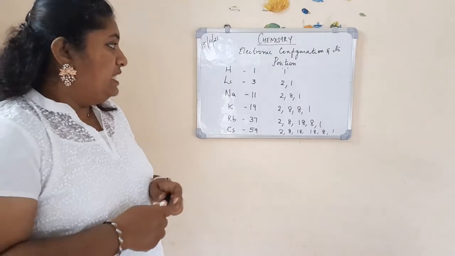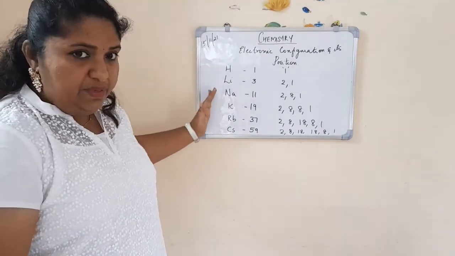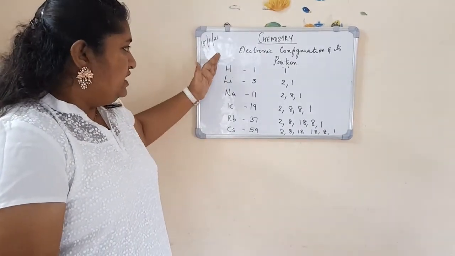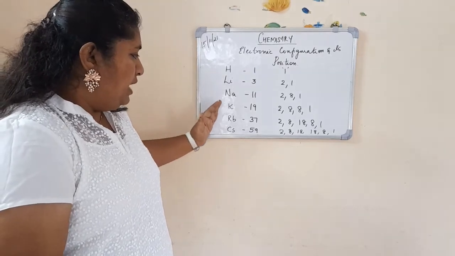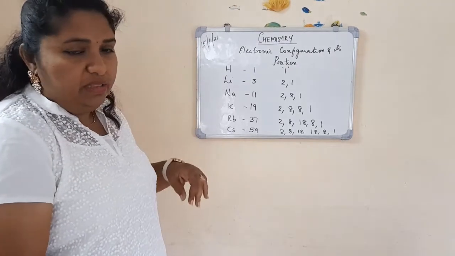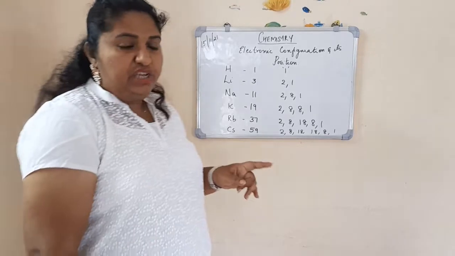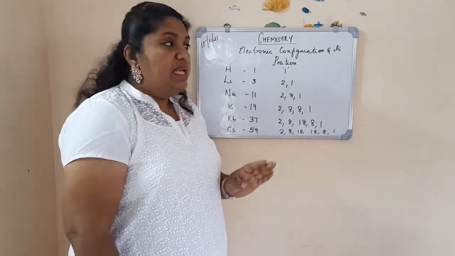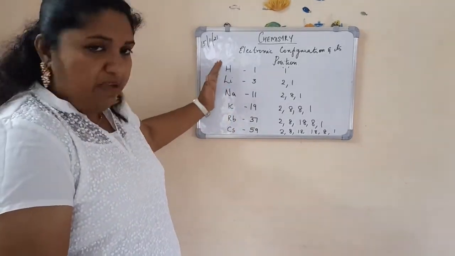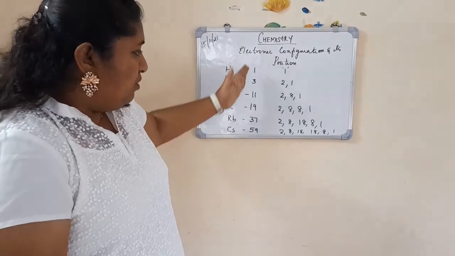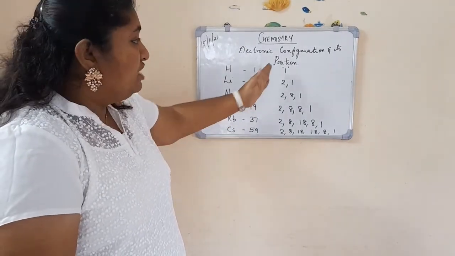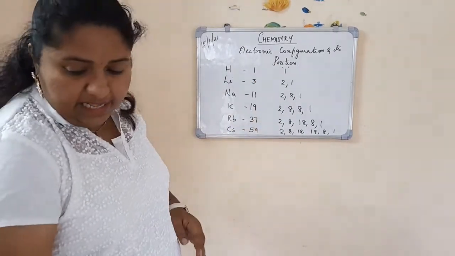Here we can see the list of elements which I have written: hydrogen, lithium, sodium, potassium, rubidium, cesium. One more element is there, that is francium, which is a radioactive element. I have written the symbols of some elements here, their atomic numbers, and the electronic configuration.